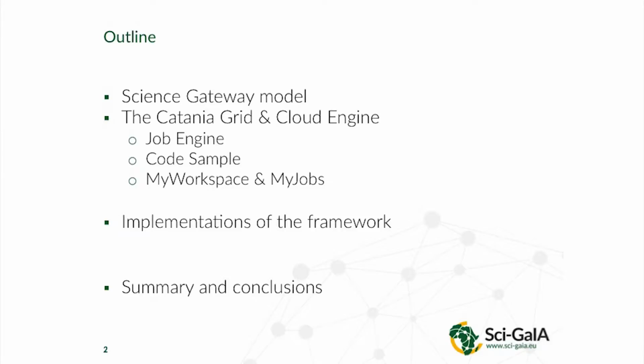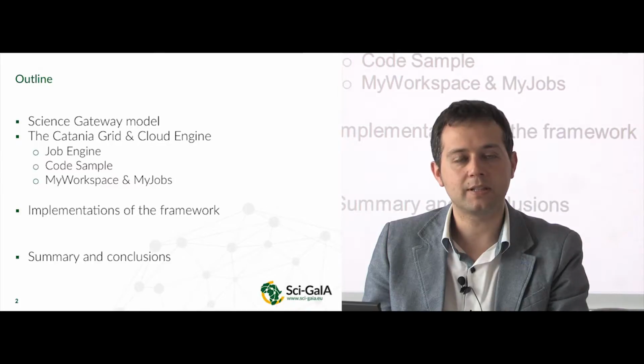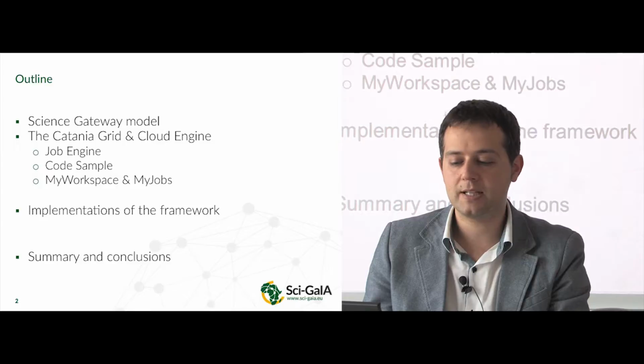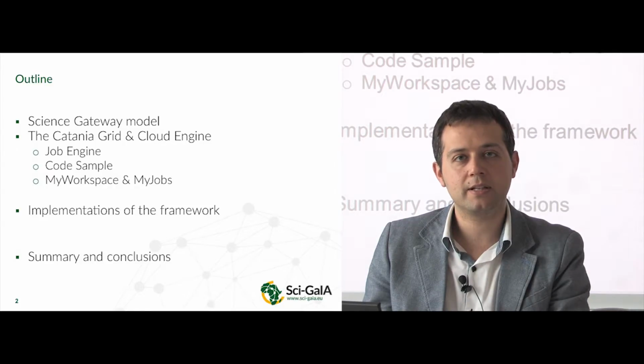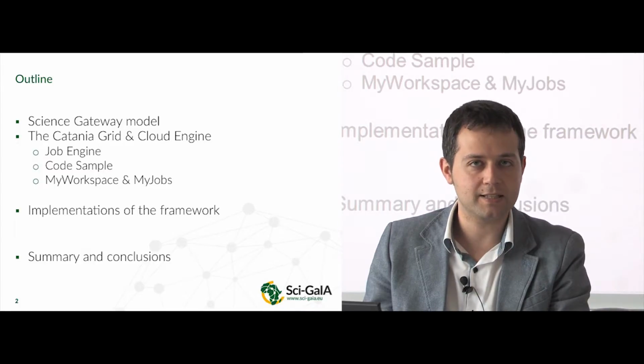This is the outline of this lesson. In the first part, after a brief introduction to the Science Gateway model, we will see the Grid and Cloud Engine. In particular, we talk about the job engine. Then we will see some code samples on how to use the Grid and Cloud Engine to run applications towards distributed computing infrastructures. And then we will see My Workspace and My Jobs, which are two other core components of the Catania Science Gateway framework.